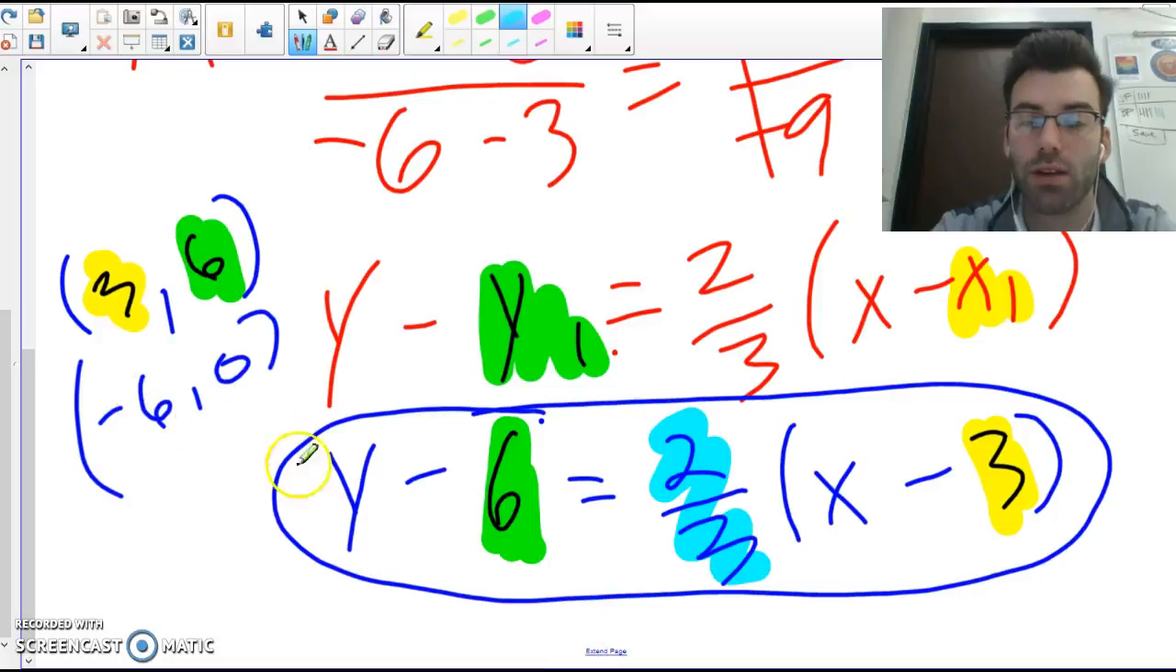You could have plugged in negative 6 here, so this would have been x plus 6 and y minus 0 as well. That also works. Either one, it's up to you. I accept both answers. Both answers are correct.